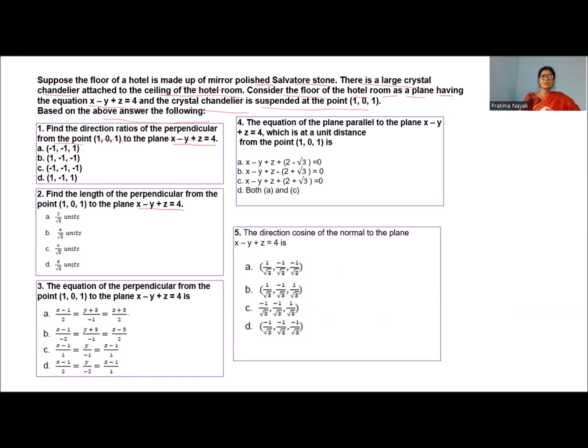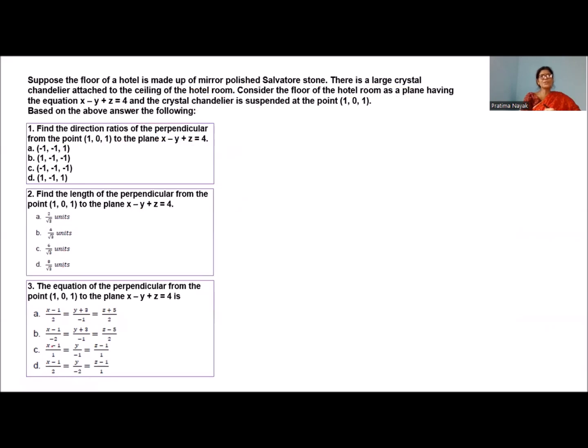So I read the questions very quickly because I will make you understand one by one, and if possible you can pause the video and read the questions yourself. Out of 5, you have to solve any 4. So coming to the first question: find the direction ratio of the perpendicular from the point (1, 0, 1) to the plane. The options are given.